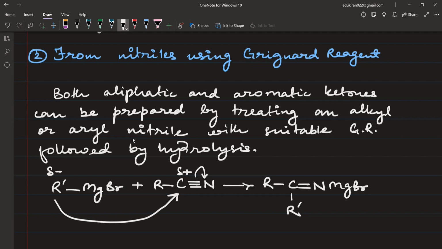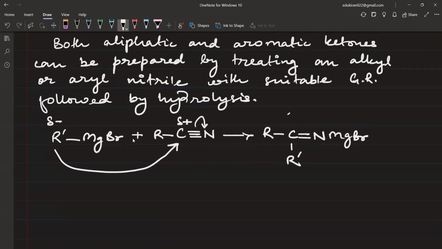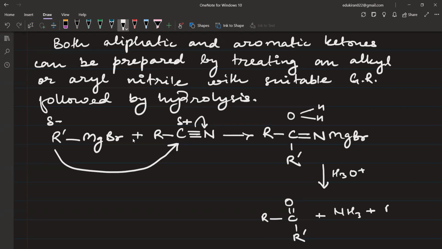Once you add water in the presence of acid, you are going to get, see यहाँ पे, oxygen and two hydrogens like this. तो ये oxygen इसके पास चला जाएगा. So you'll get H3O+, you will have R, C double bond O, R' plus NH3 plus MgOHBr. ठीक है. Write this down.